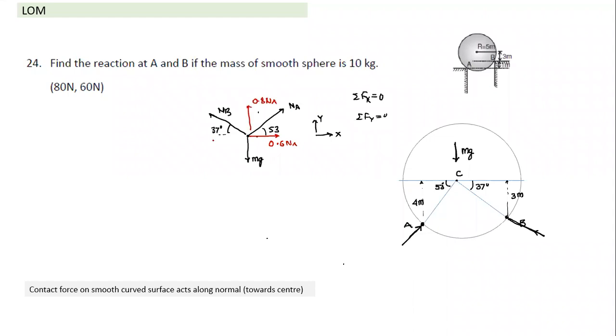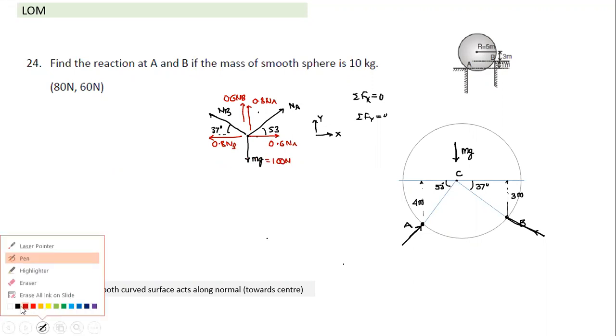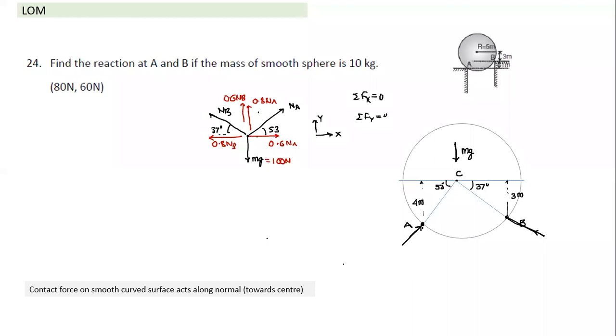And similarly, this will be equal to 0.8 NB, and this will be equal to 0.6 NB, and weight will be equal to 100 Newton. That's when we can form two equations you can solve. I think some of you might be interested in learning that part also. I can represent these three in a graphical way.